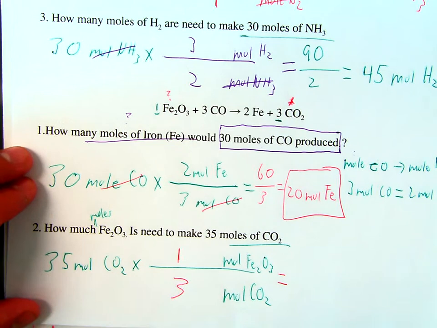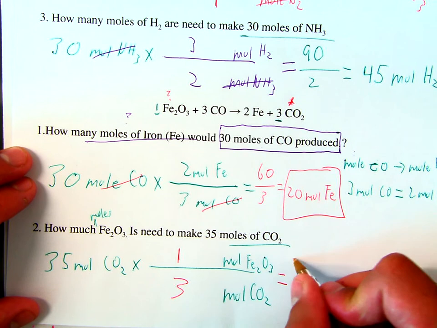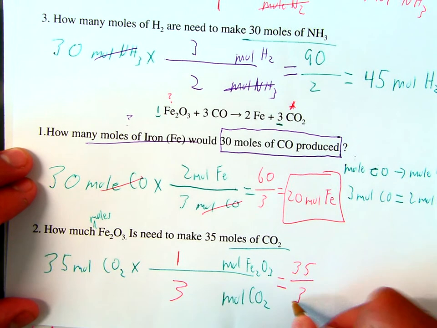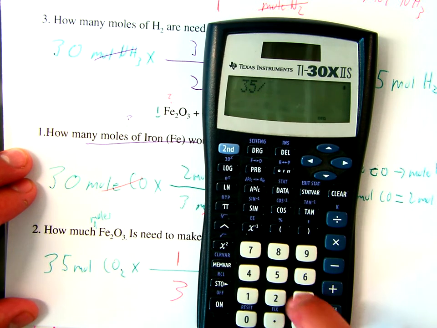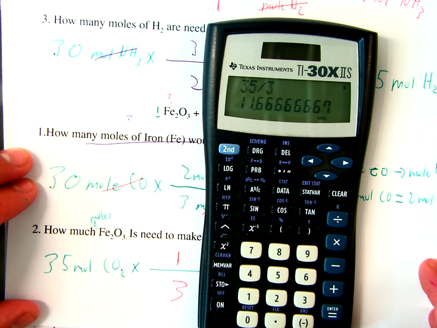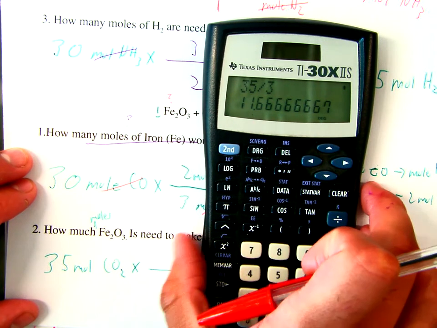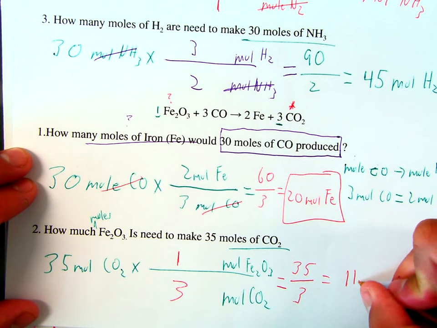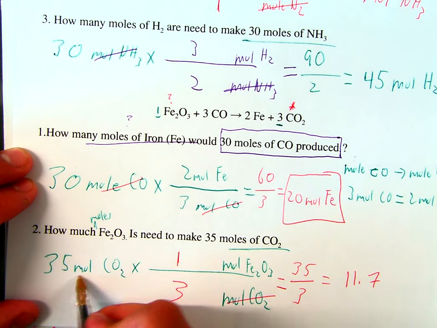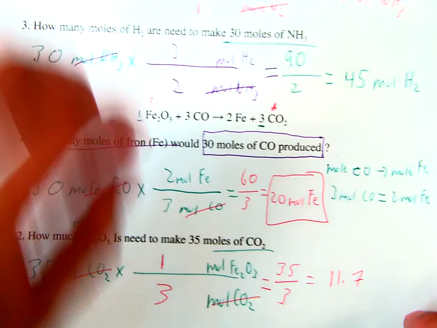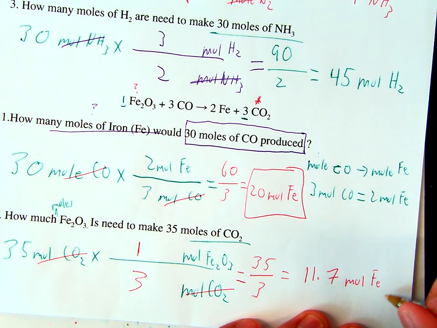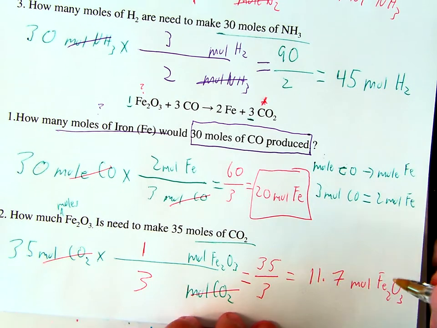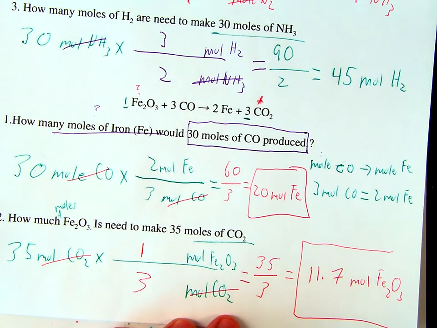Go ahead and do my math. 35 times 1 divided by 3. That's 35 times 1 is 35 divided by 3. You don't have to do these problems in your head. So 35 divided by 3 would give me 11.66. I'm going to go ahead and round to that first decimal. 11.7. Cancel. Cancel. My units are moles of iron oxide. Don't forget your units, and don't forget to box your answer so I know which one it is. Okay? Moles of iron oxide. And that would be our final answer there.